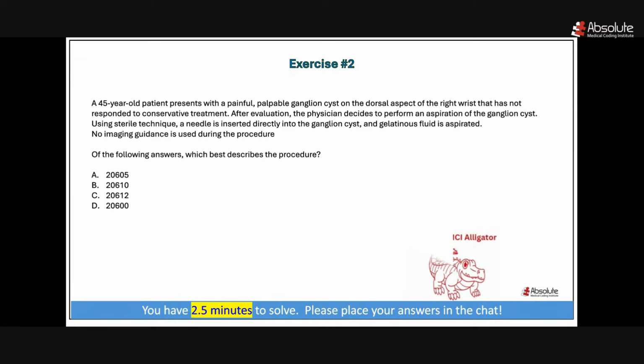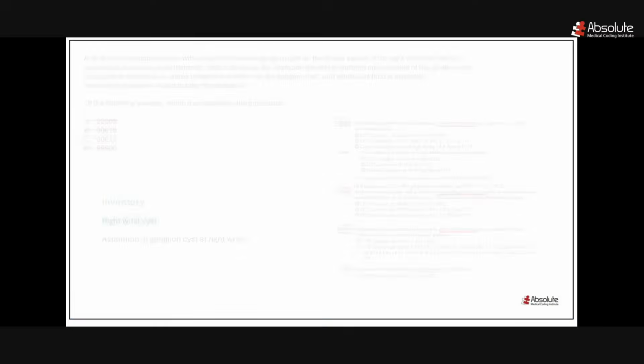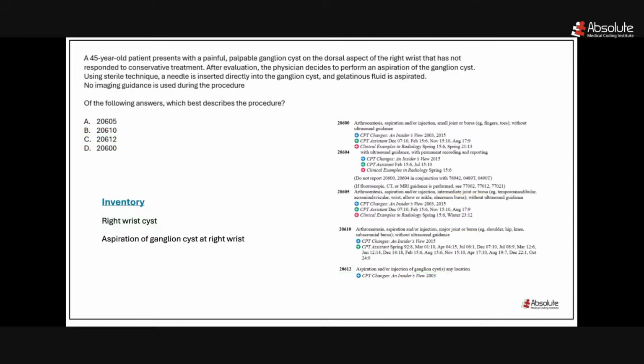All right. I thought that might trick you, but you all are amazing and you got it spot on. Great job, coders. So, what is the procedure performed here? That would be my first question. We have a patient with a right wrist cyst, and an aspiration of the ganglion cyst at the right wrist is performed. So, is this an arthrocentesis procedure?